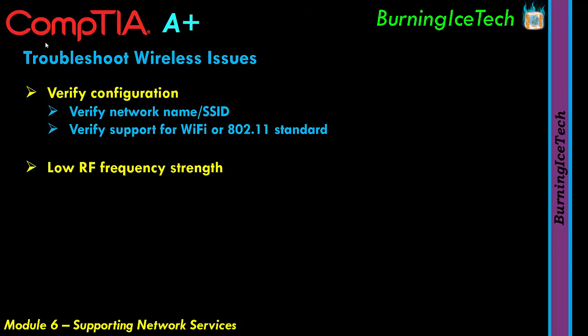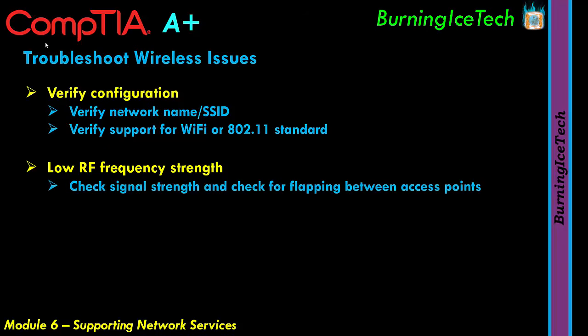Check low radio frequency strength. It could be that the strength is just very low. In other words, maybe you are just out of reach. If you take your laptop, cell phone, tablet, or whatever this device is far enough away from an access point or a router, you're going to find the signal obviously gets weaker and weaker, and at some point in time it's just going to disconnect, or nothing's going to load. It could be that. So check signal strength and check for flapping between access points.